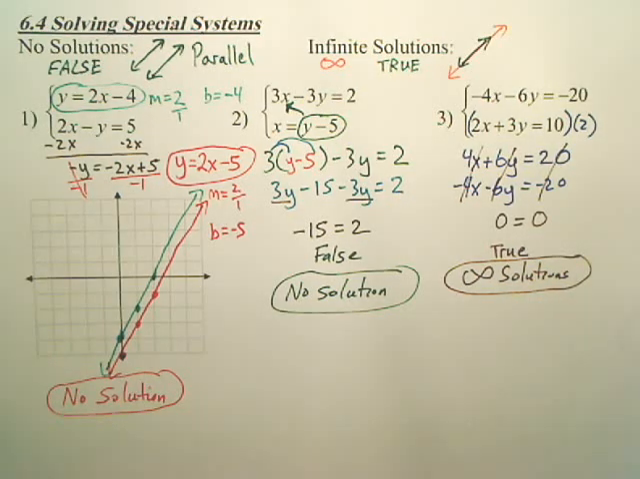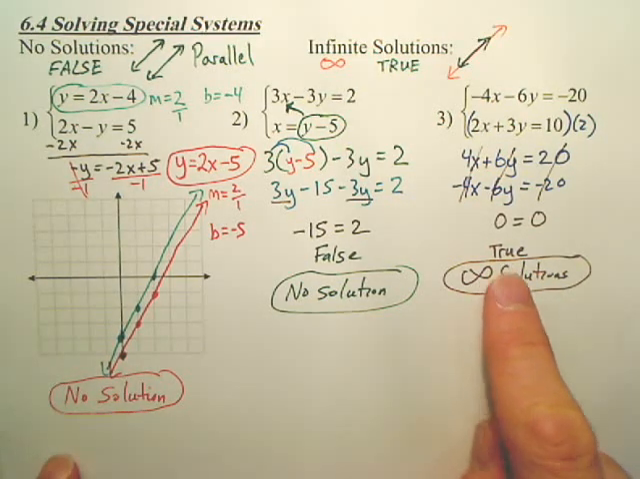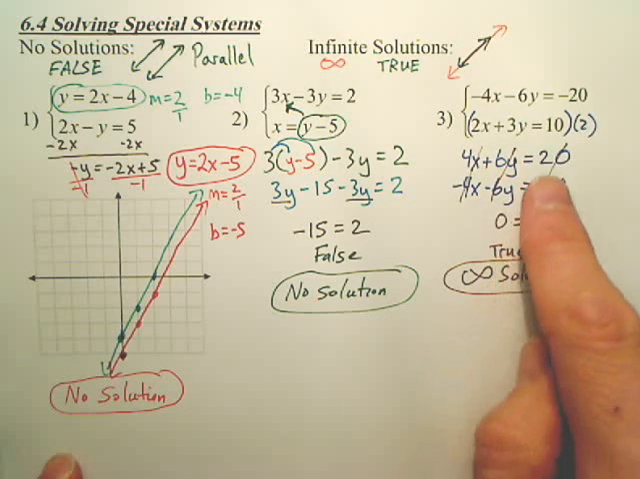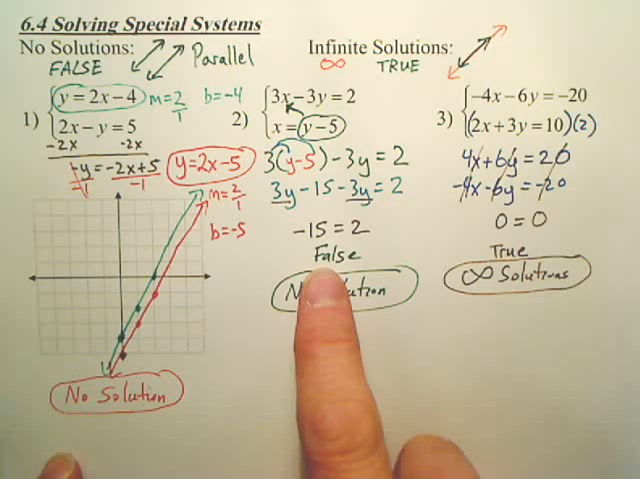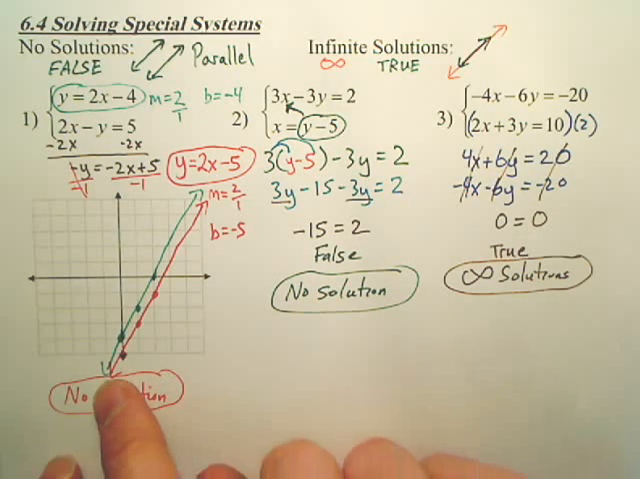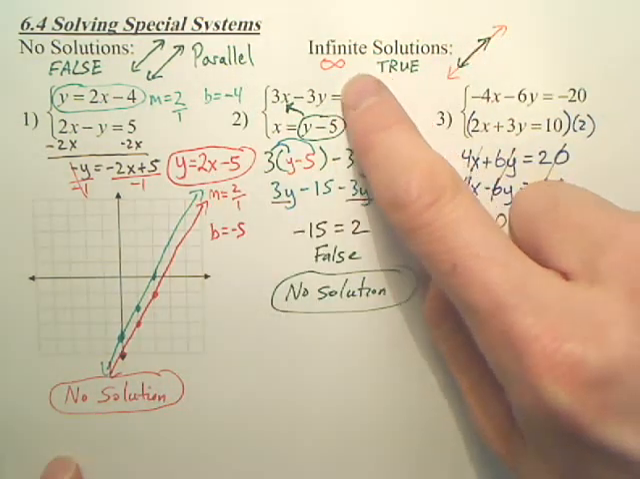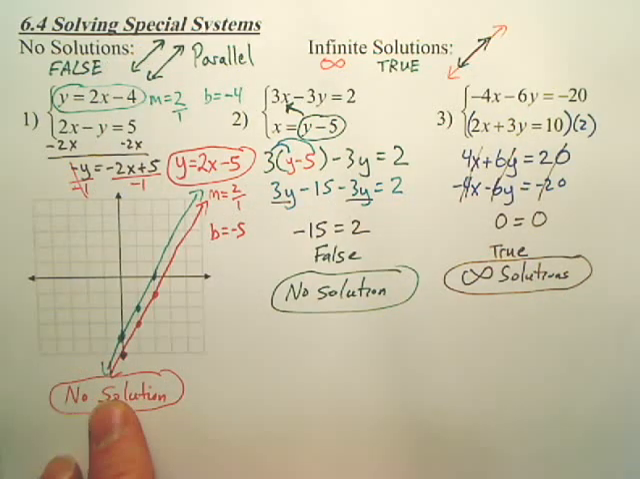So it's infinite solutions. So if your answer cancels everything out and it's true, it's infinite. If everything cancels out and it's false, it's none. If the graphs are on top of each other, it's infinite. If the graphs are parallel, it's no solutions.